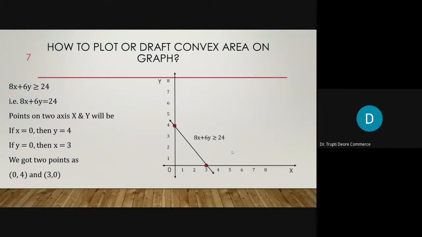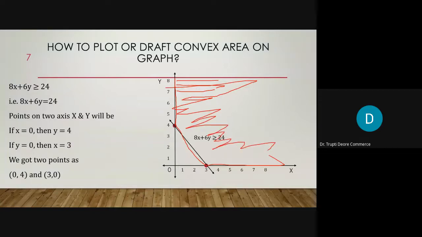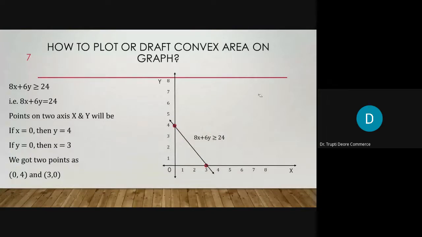Now it's greater than or equal to 24. It means when we find the visible area, it will be this one, connecting to the x-axis. So this area covered by this line is called the visible area, the convex area for the line 8x plus 6y. It doesn't cover this area. This area will be less than. And we have the line of greater than, so greater than means the value far away from 0. So this one will be your convex area for the purpose of this line.